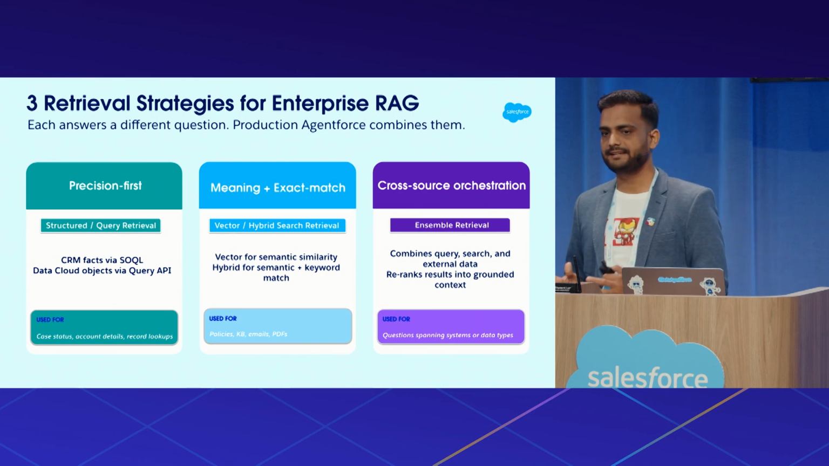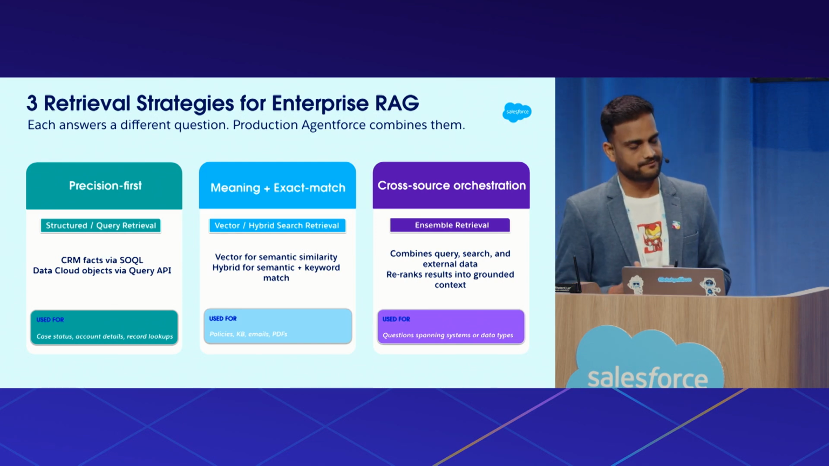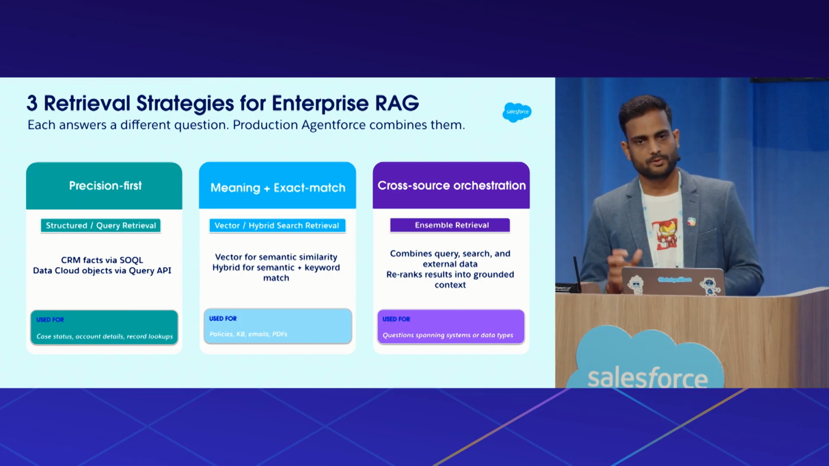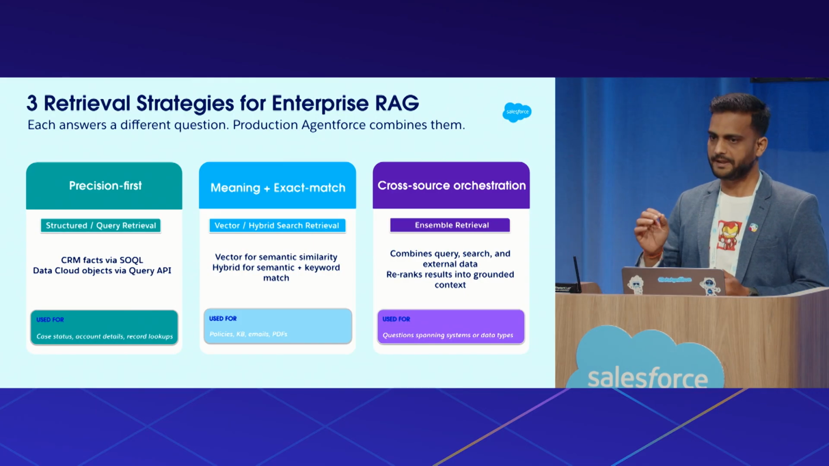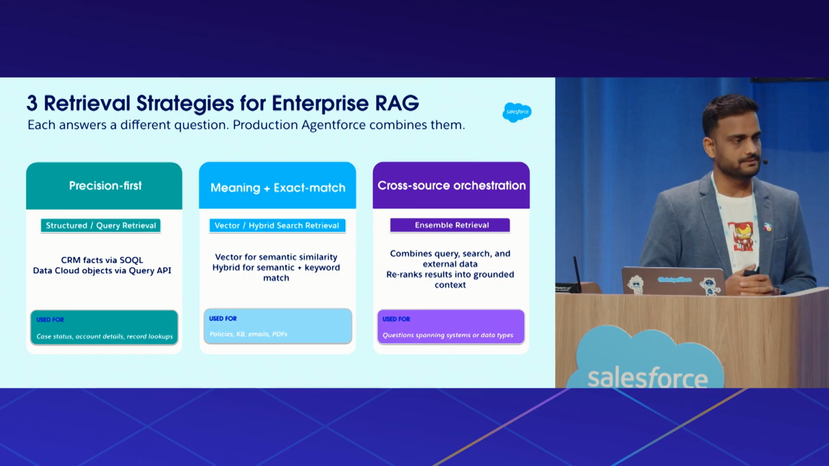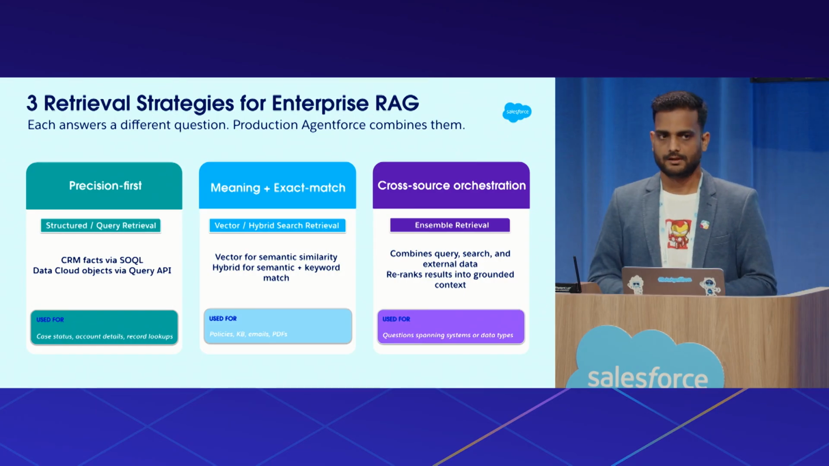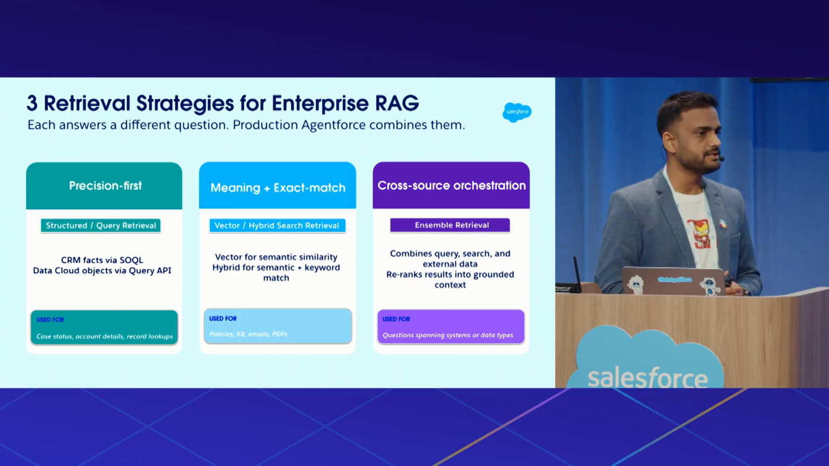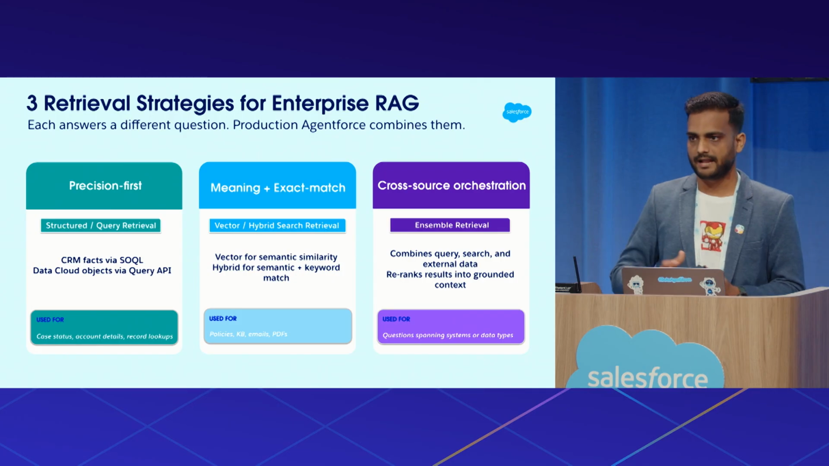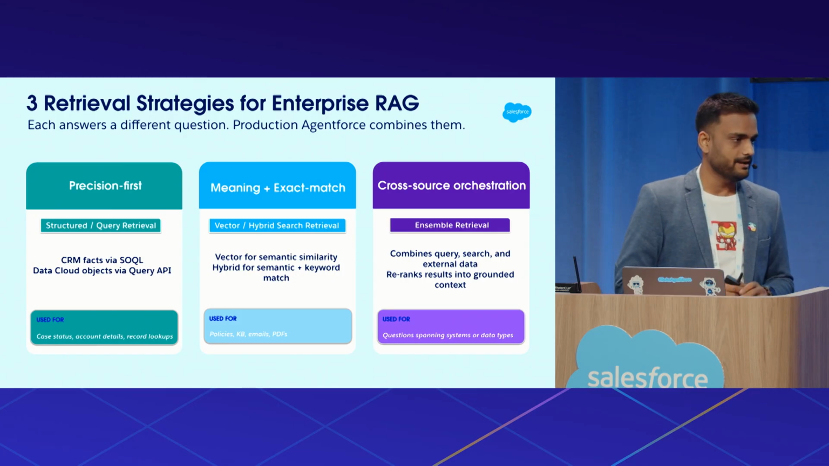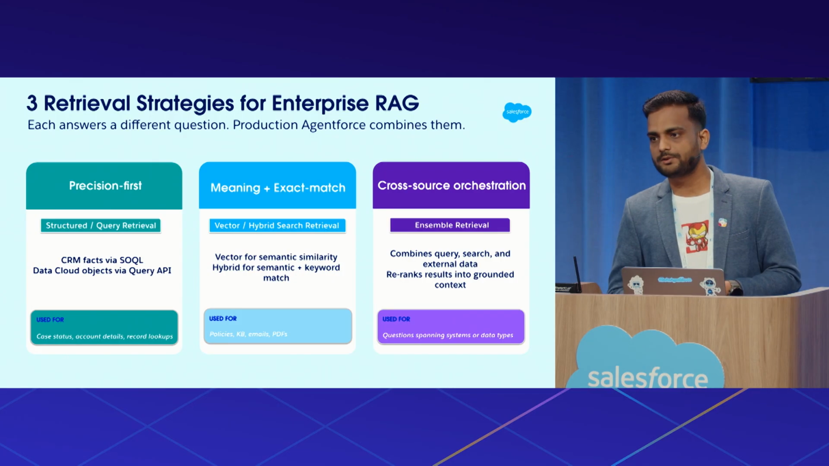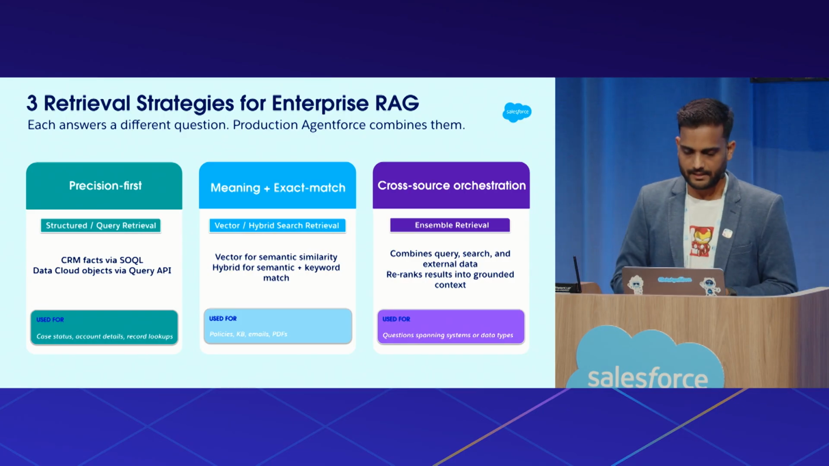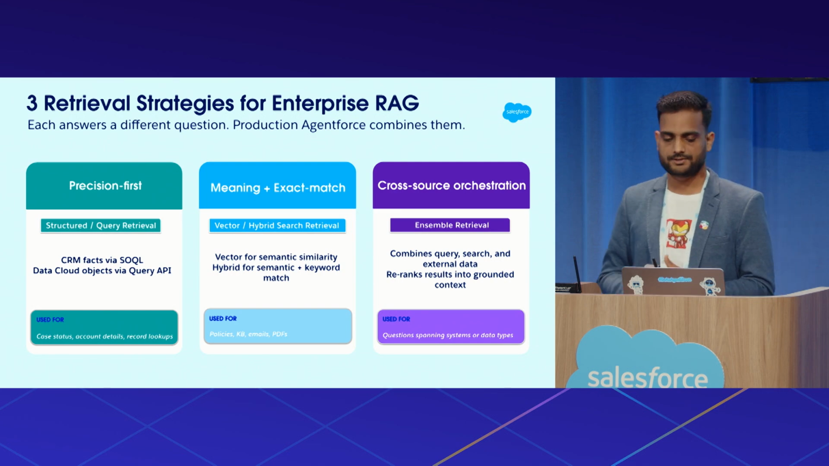Now let's see the 3 retriever strategies that we talked about in brief. As you can see, we have 3 retrievers. The first retriever is the structured or query retriever, which is precision-first and based on facts. For example, a customer comes in and asks you a question: when was my case last updated, right? So what we do is we query the record and provide the exact timestamp. In this scenario, the agent cannot hallucinate, right? Because we know that we have queried it, and it is the exact timestamp that we are going to show up. So this is something that works for CRM records via SOQL.